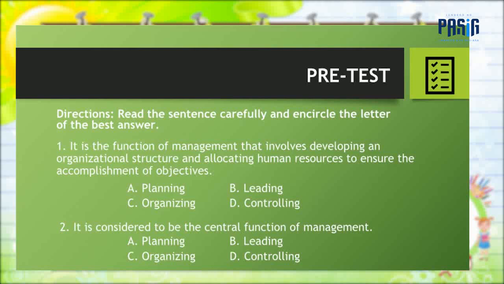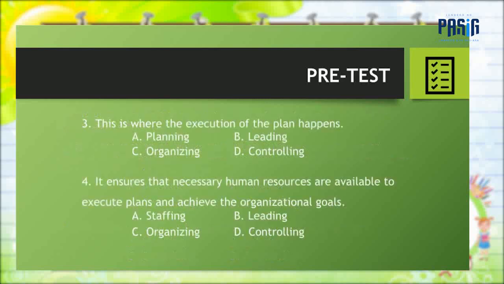Number 2. It is considered to be the central function of management. A. Planning, B. Leading, C. Organizing, D. Controlling. Number 3. This is where the execution of the plan happens. A. Planning, B. Leading, C. Organizing, D. Controlling. Number 4. It ensures that necessary human resources are available to execute plans and achieve the organizational goals.